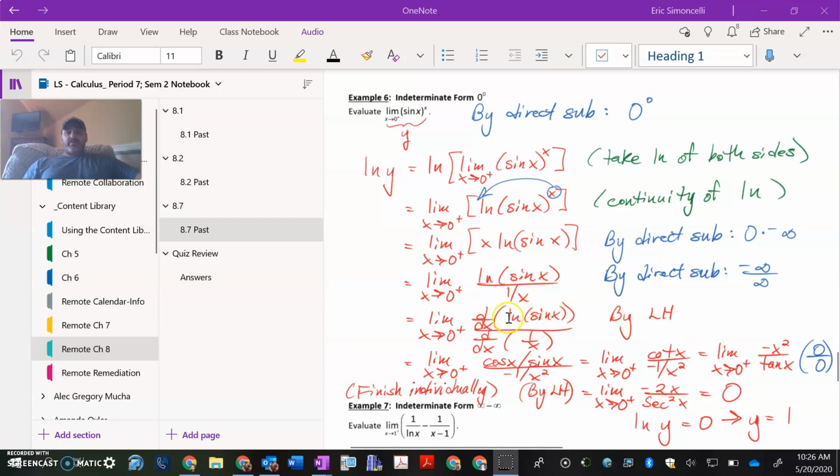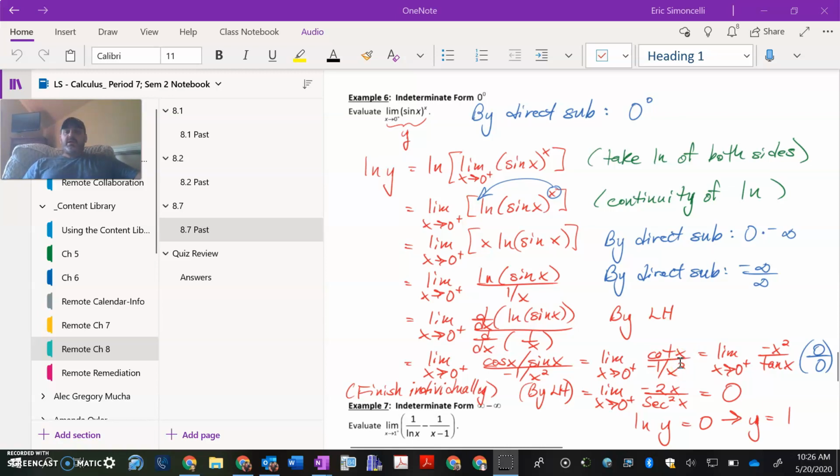d/dx of the numerator, d/dx of the denominator. The derivative of natural log of sine x is cosine x over sine x. The derivative of 1 over x is negative 1 over x squared. Cosine over sine is cotangent. The same denominator as you see continues on. Now we can rewrite the problem in the next step as such.